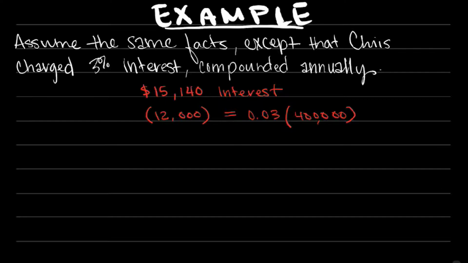Now that $12,000 is being calculated on Chris's tax return, so we need to figure out how much of his son Vincent's interest should now be put back into his tax return and taxed at his rates. And so we take that $12,000, subtract it from the $15,140, and we're left with $3,140 that has to be put on Chris's tax return as additional interest.